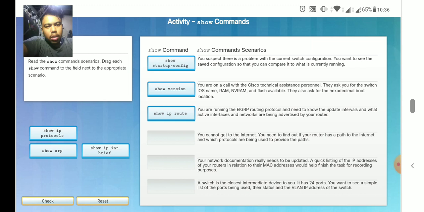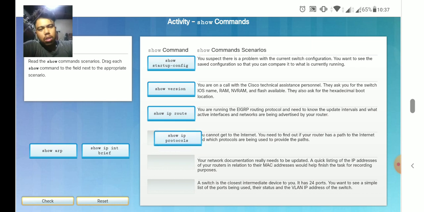Then next, you can get to the internet, but you need to find out if your router has a path to the internet and which protocols are being used to provide the path. So it is show IP protocol. You're the one responsible for the commands or the configuration that will be used in order to run the configuration smoothly and properly.